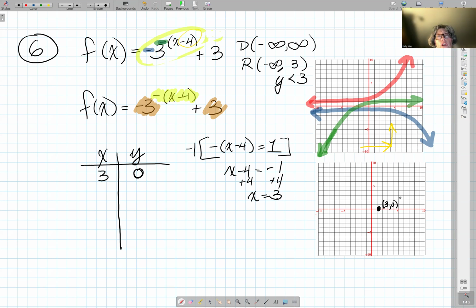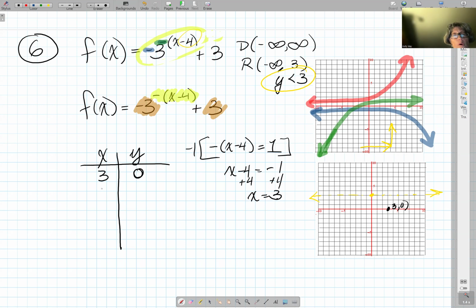So now I'm just going to work it a couple of units to the right, a couple of units to the left, and go from there. I put the intercept in the wrong place. It should be 3, 0. Should be right there. 3, 0. I put in my horizontal asymptote, and that is y has to be less than 3. So right here, dotted line. Okay, so now I'm just going to go to the right of 3 and the left of 3.